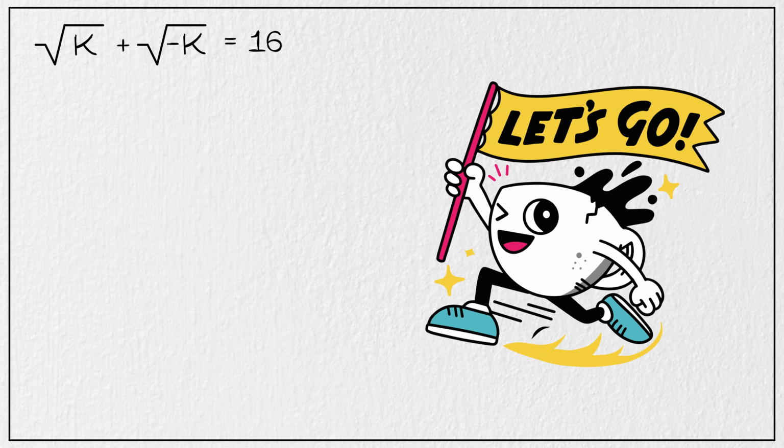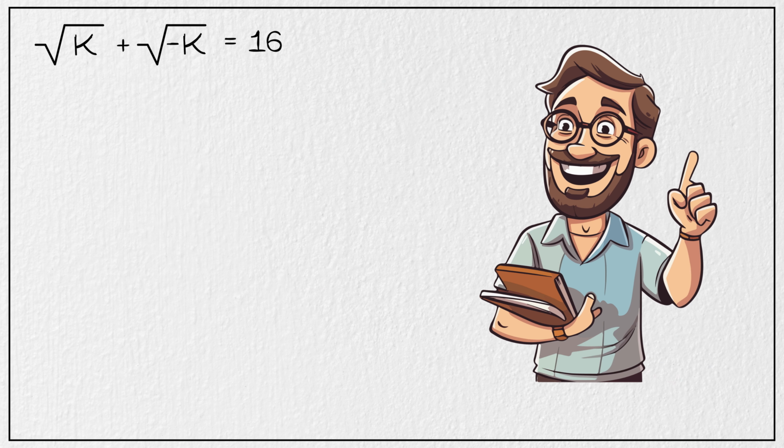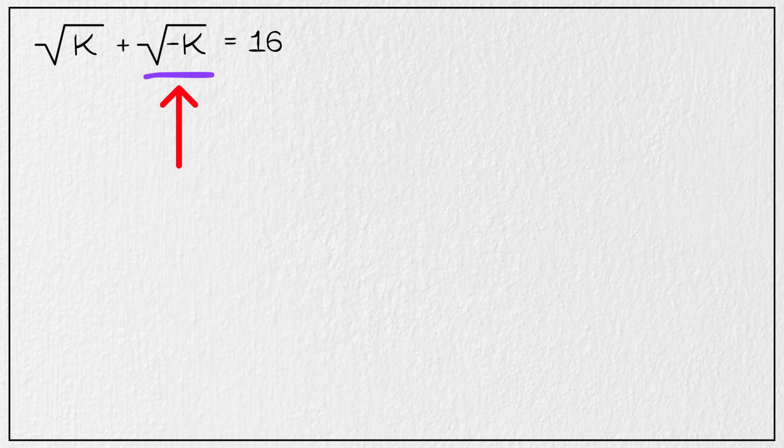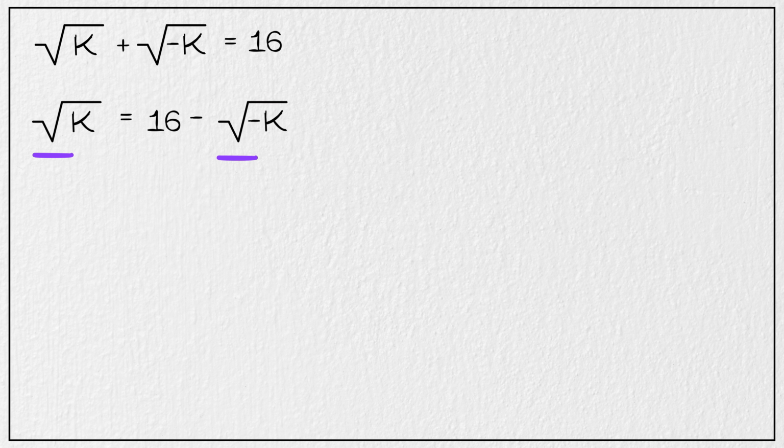Alright, let's solve it step by step. But before we begin, let's shift this variable term, the square root of negative k, to the right-hand side. Doing this gives us the square root of k equals 16 minus the square root of negative k. Now to eliminate the square roots, we'll square both sides of the equation. On the left-hand side, squaring the square root of k simply gives us k.